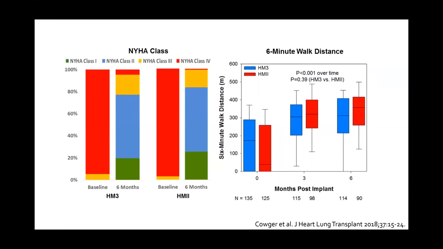So they're all New York Heart Association Class 4, and most of the patients are typically on inotropic support at the time of implant. And when you look at them about 6 months later, about 80% of the patients are either Class 1 or Class 2. So they have a fairly significant functional benefit. When you look at other measures of performance, the 6-minute walk, you can see that patients start with pretty poor 6-minute walks and improve over time, but their 6-minute walk distances still aren't fantastic. So they're still in the 300 to 400 meter range.